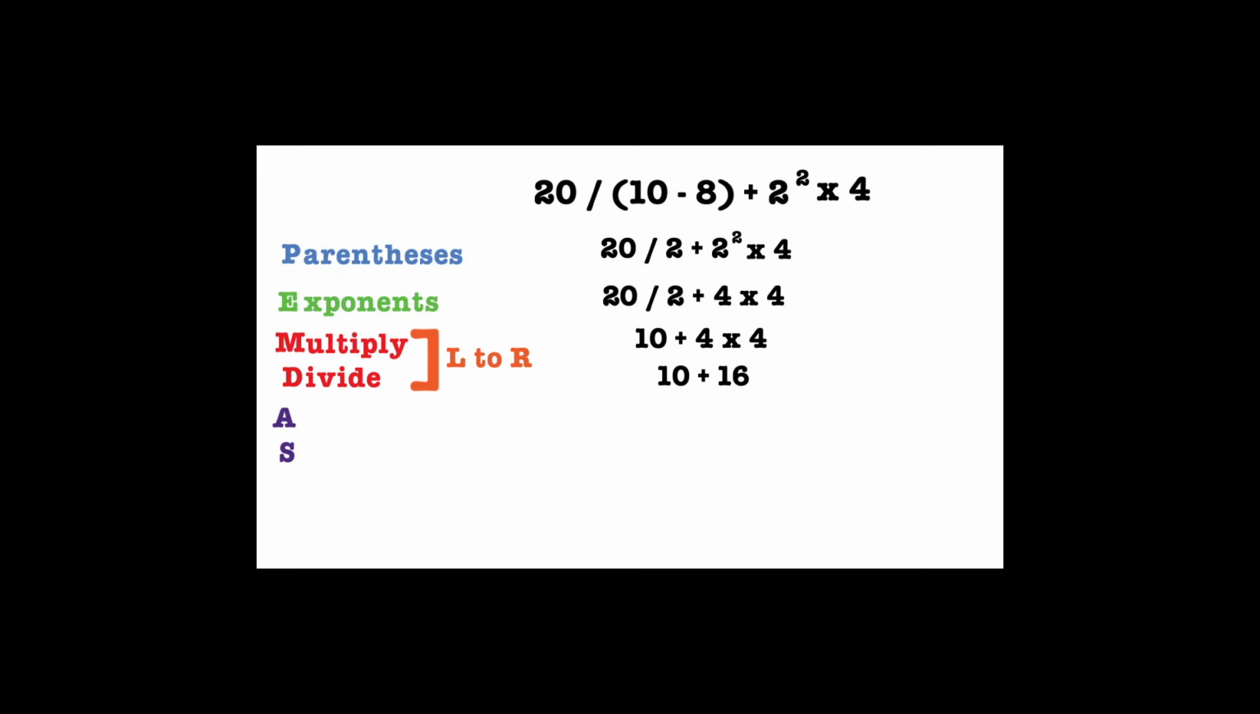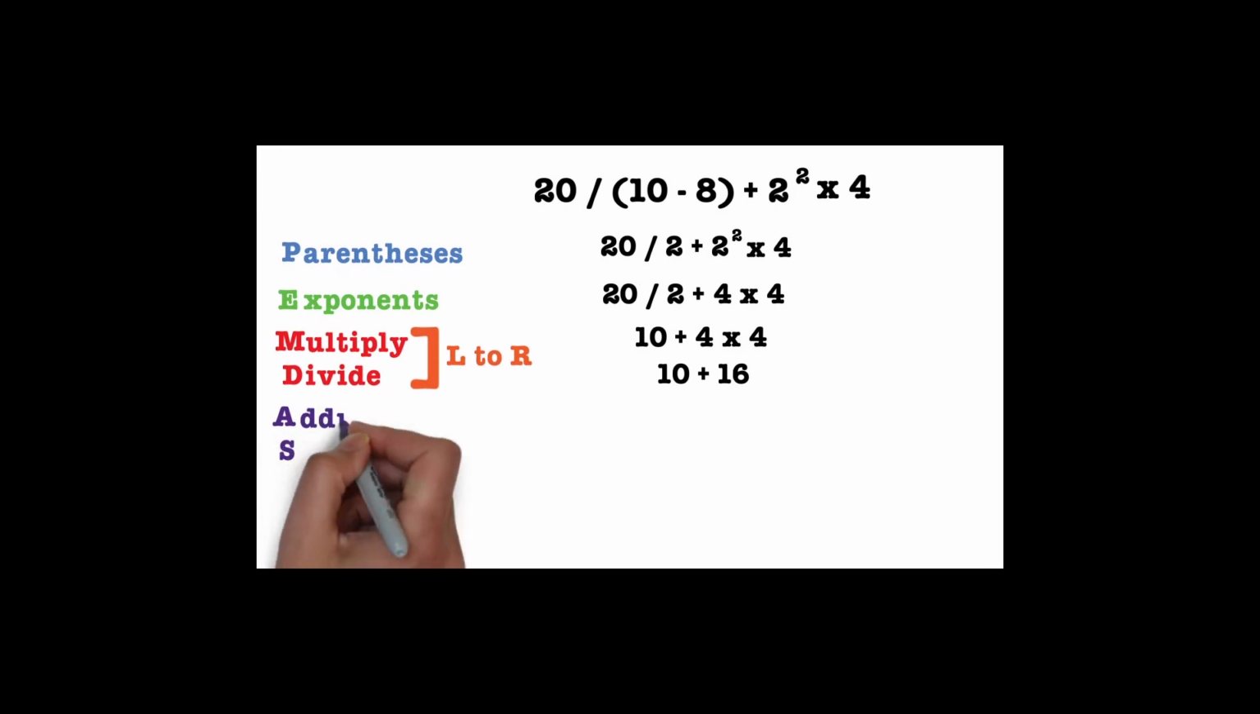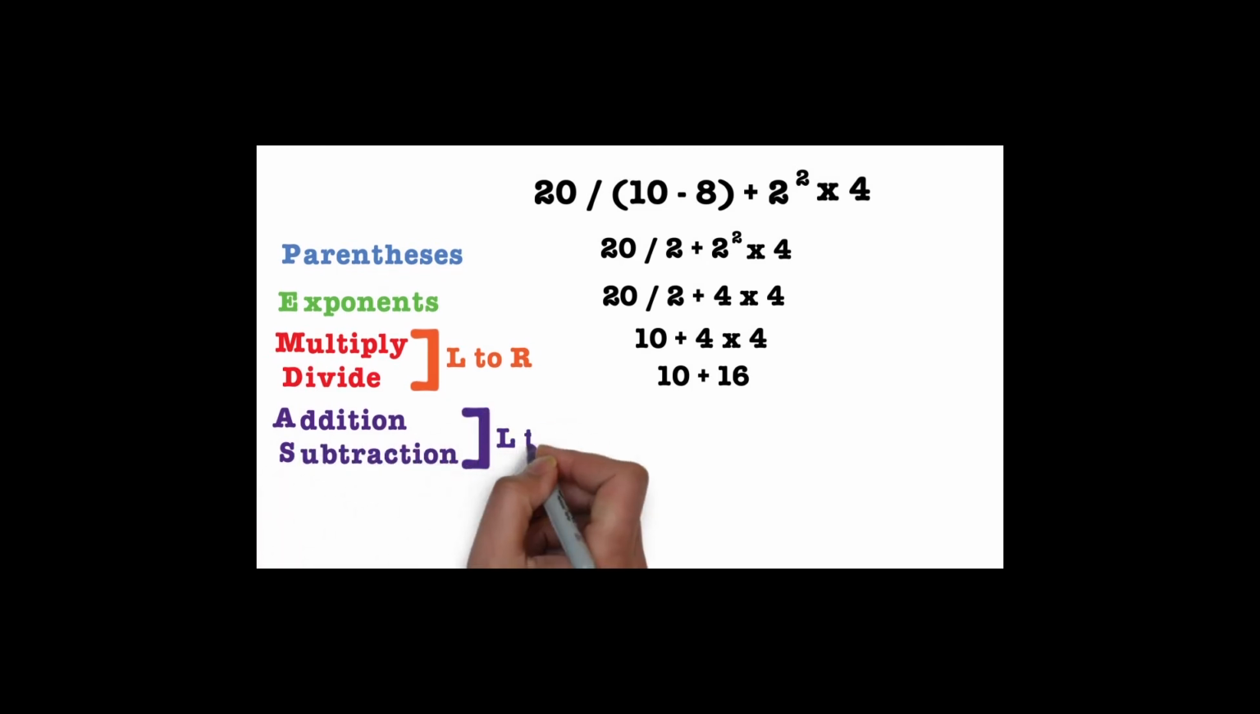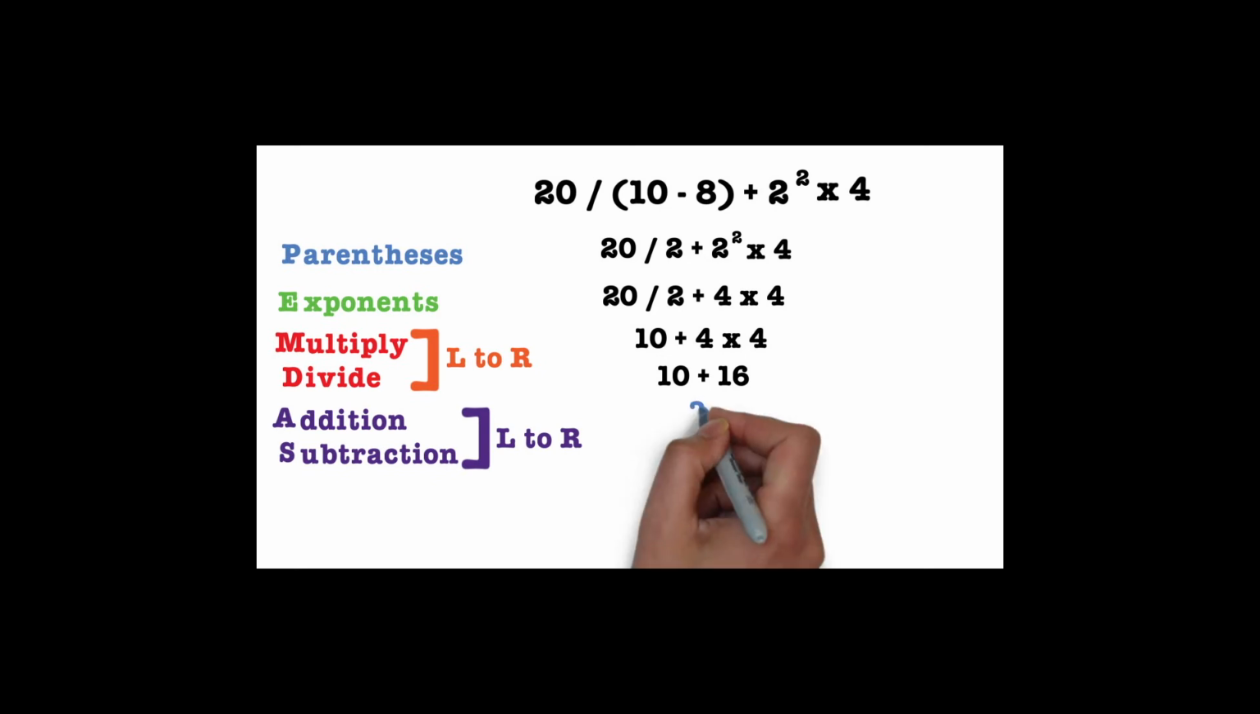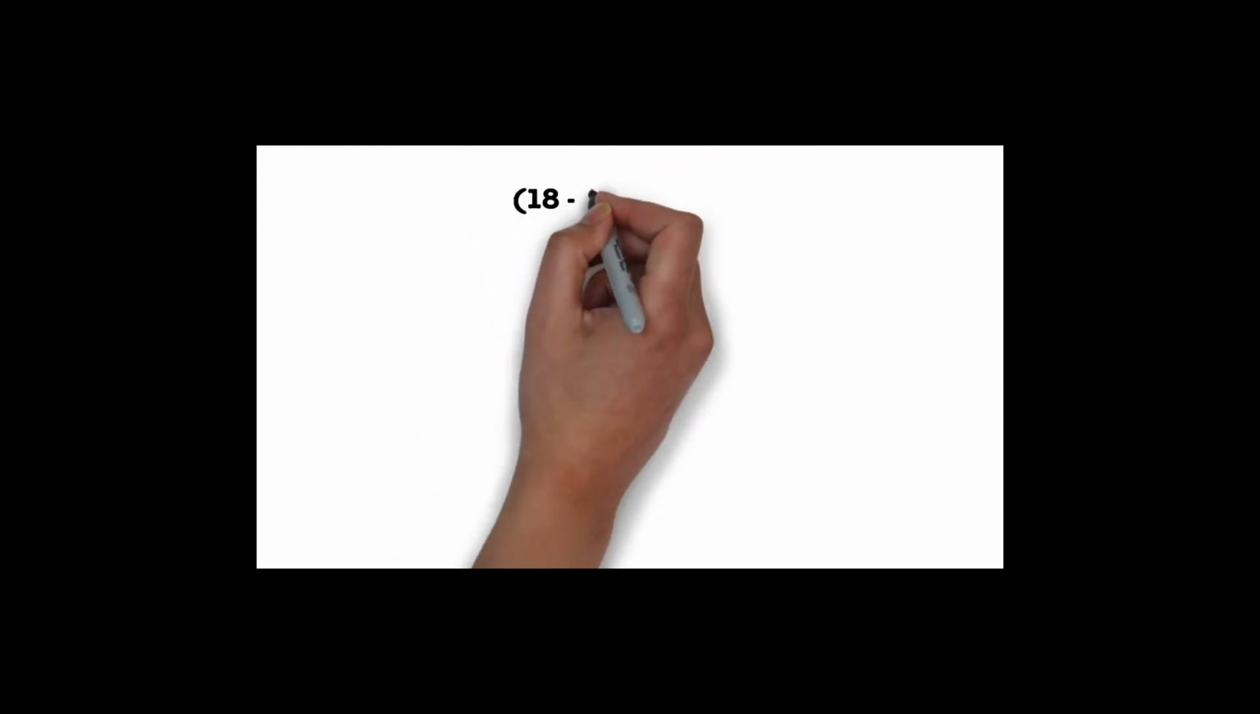The last step in the order of operations is represented by the A and S in PEMDAS, which stands for adding and subtracting. Just like the M and D, we add and subtract from left to right, and addition does not have to be completed before subtraction. The only thing left to do in our problem is to add 10 plus 16, which is 26. Let's try one more problem.